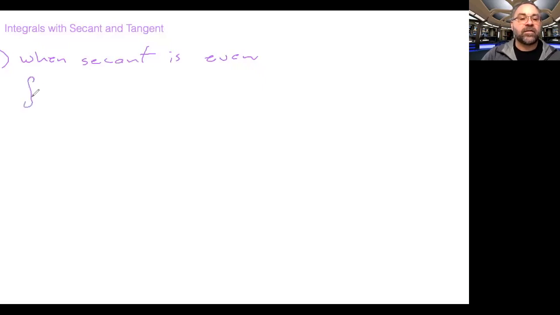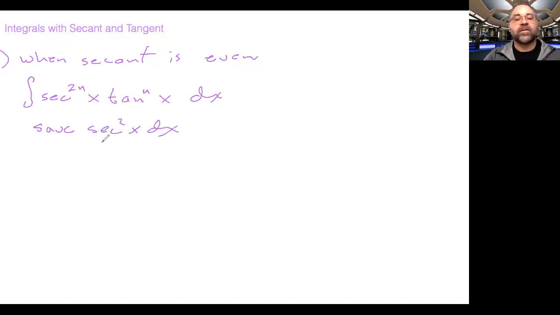So in other words, you've got secant to some power, then you've got tangent to just any old power, but the secant power is even, then what you do is you save a secant squared. Why would we do that? Well, because the derivative of tangent is secant squared, right? So you get a secant squared x dx, and then you're going to have u equal tangent of x. Okay, and then any other powers of secant, you're going to convert back to tangents using a trig identity, the Pythagorean one.